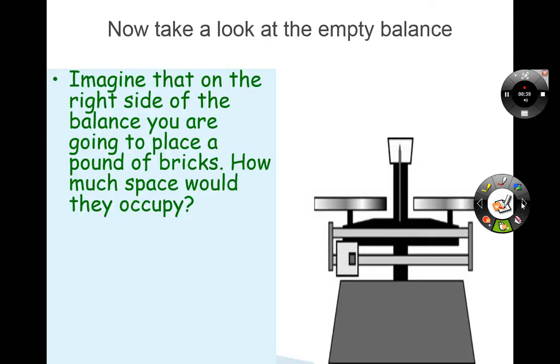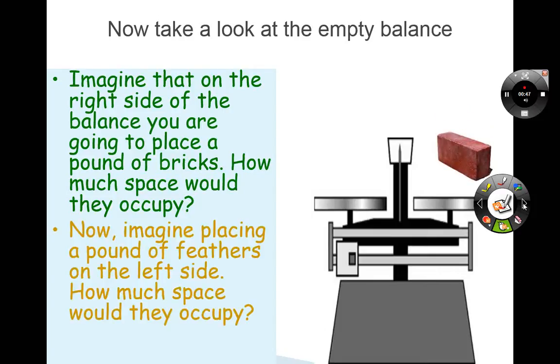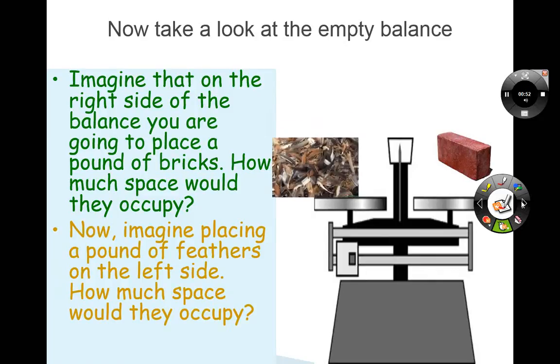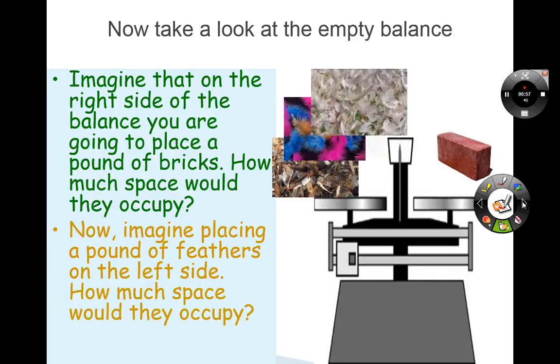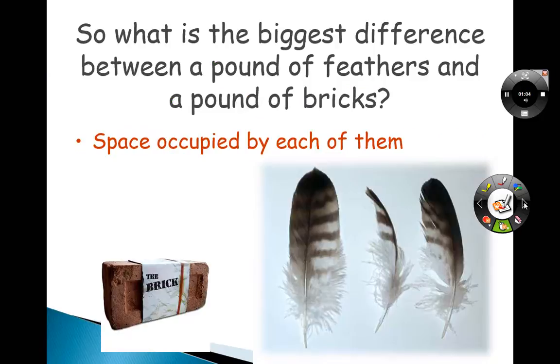Imagine on the right side of the balance, you're going to place a pound of bricks. How much space would that take up? And on the other side, we place a pound of feathers. How much space would that take up? If you did that, it looks like the pound of feathers would take up a whole lot more space. But, as we all know, a pound is a pound. So the biggest difference between a pound of bricks and a pound of feathers is the space that each of them occupies.